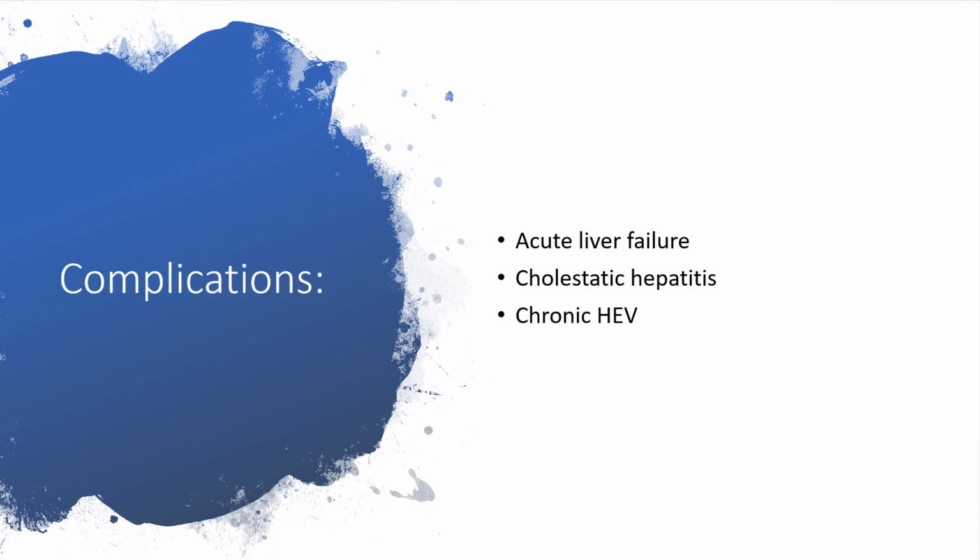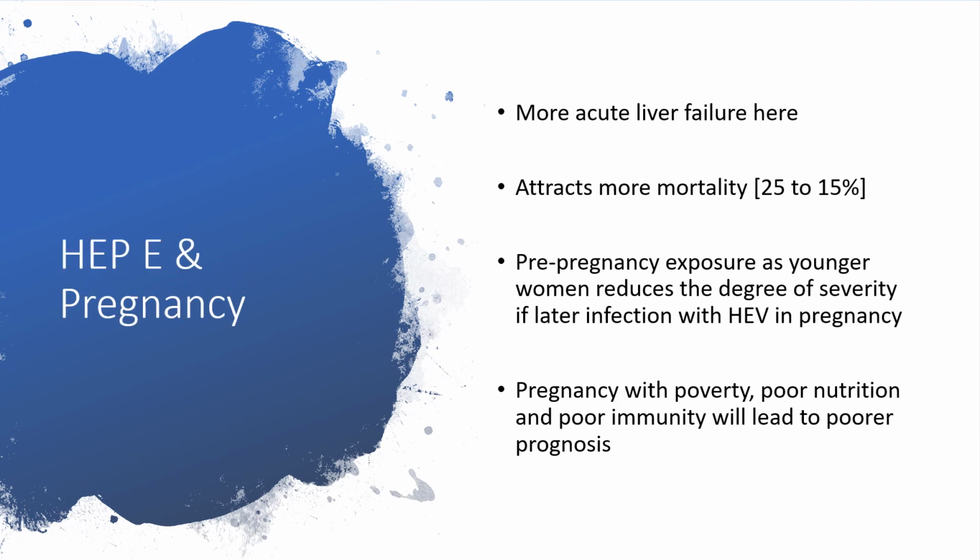What are the possible complications? There is likelihood of acute liver failure, cholestatic hepatitis, and of course chronic hepatitis E virus. Hepatitis E virus and pregnancy. Here we may be dealing with more acute liver failure and of course more mortality. Mortality here could be as high as 15 to 25%.